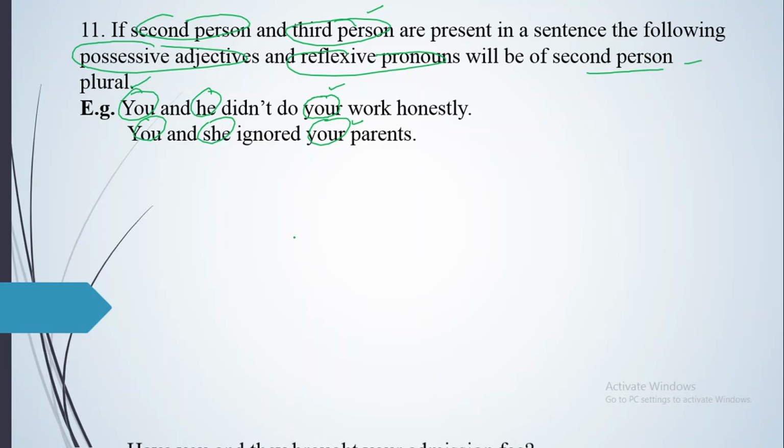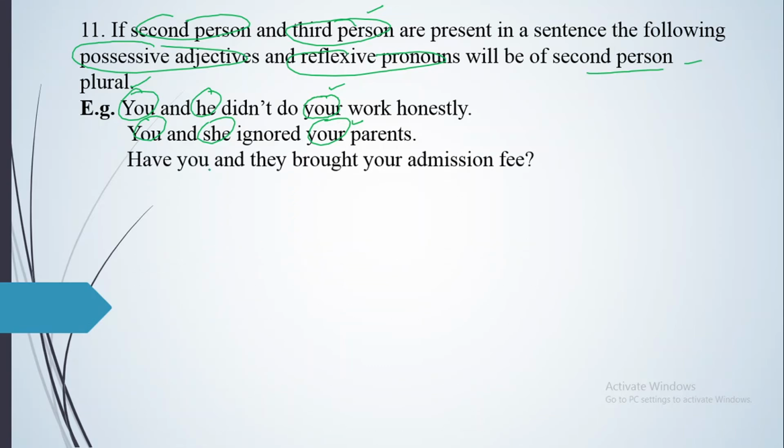Clear? Have you and they. Now see, for question also you can use you, the second person, they is the plural of personal pronoun. Brought your admission fee. Now see, have you and they brought your admission fee. Now your is the possessive case of the possessive adjective of the plural case.